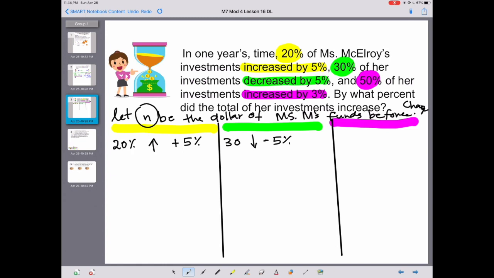And 50% increased by 3%. So I have that information written down. Now to figure out what we have to do with 20% and 5%. So I have to find how much is multiplied and how much is added to see what her real change was with the 5% increase.